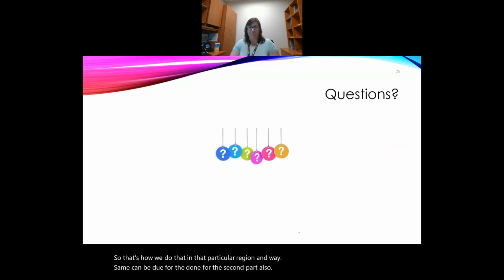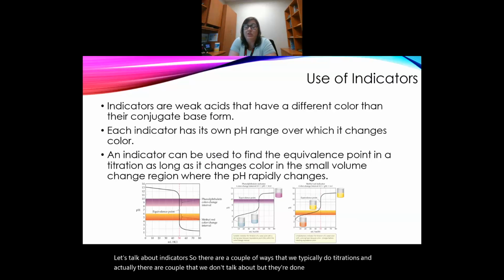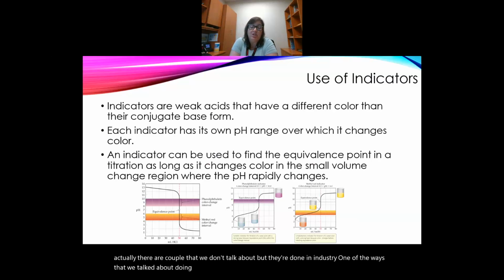Questions, comments, problems about that? Sweet. Let's talk about indicators. There are a couple of ways that we typically do titrations. Actually, there are a couple that we don't talk about, but they're done in industry. One of the ways is using a pH reader, so we can see the change in the pH directly. In my opinion, that is kind of boring.